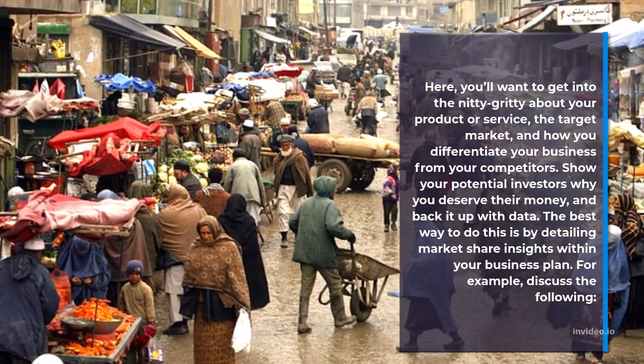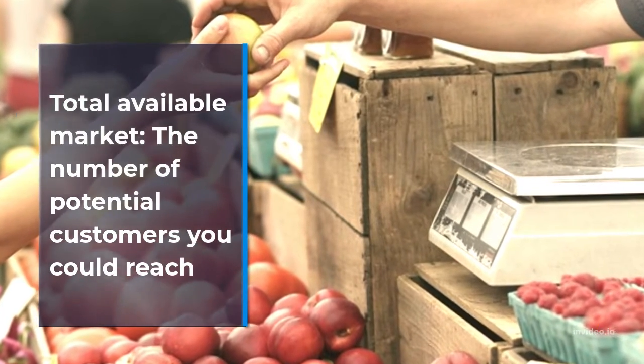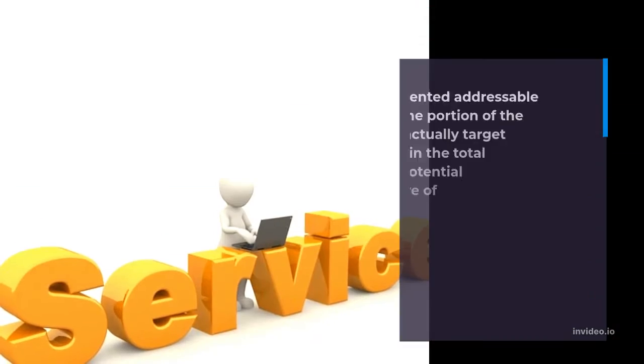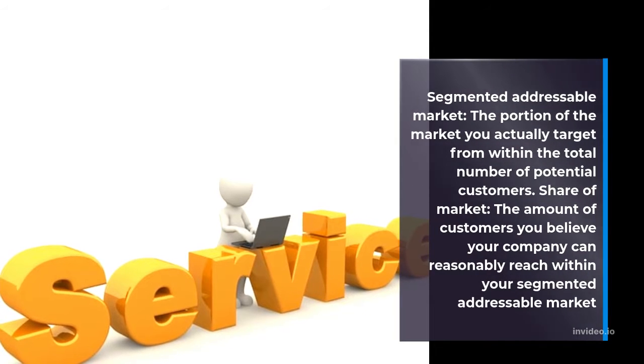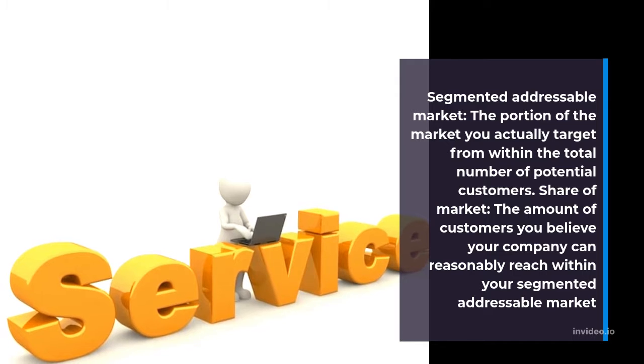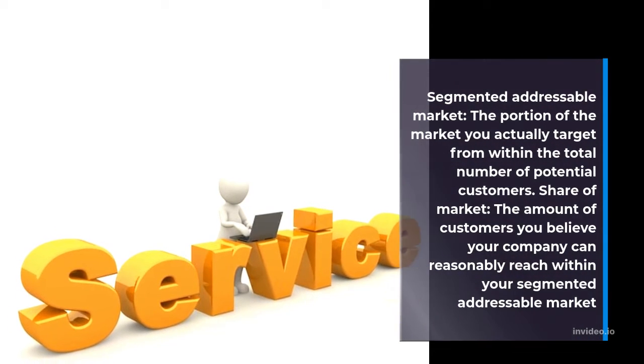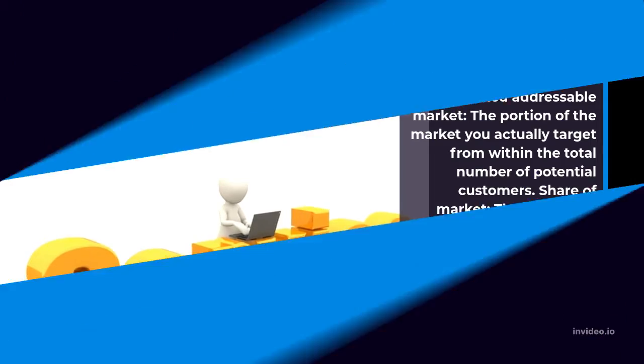For example, discuss the following. Total available market, the number of potential customers you could reach. Segmented addressable market, the portion of the market you actually target from within the total number of potential customers. Share of market, the amount of customers you believe your company can reasonably reach within your segmented addressable market.